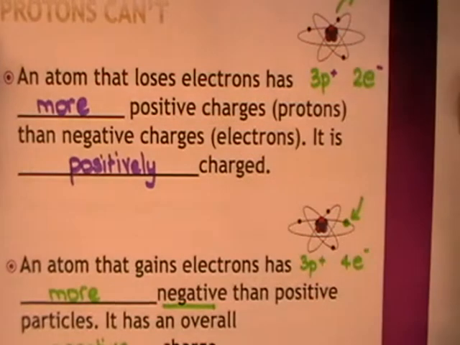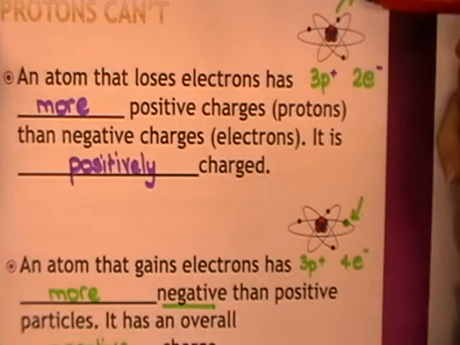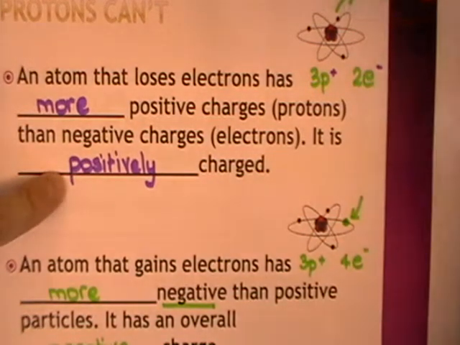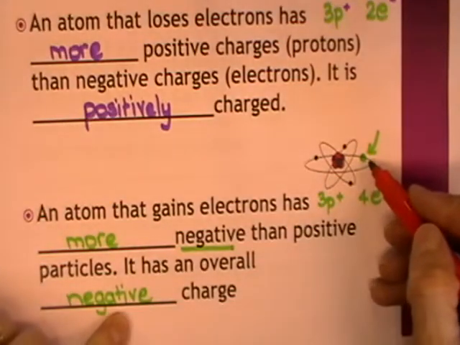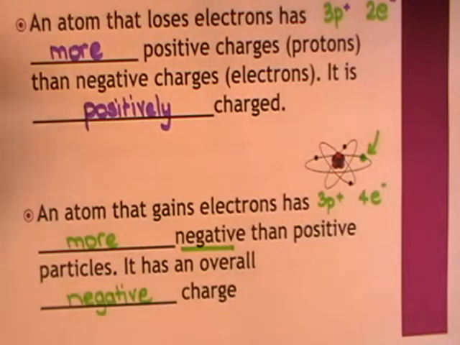So if it loses an electron, it becomes positively charged. If it gains electrons, it becomes negatively charged.